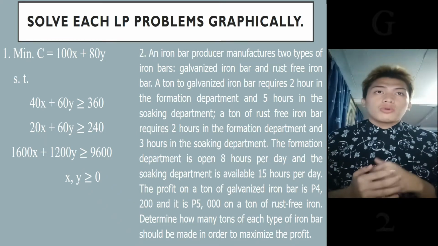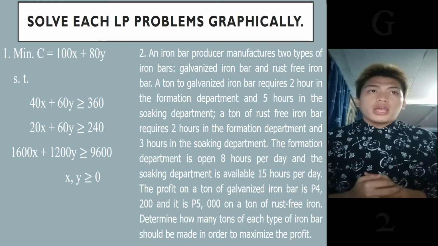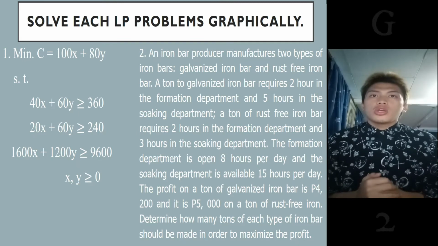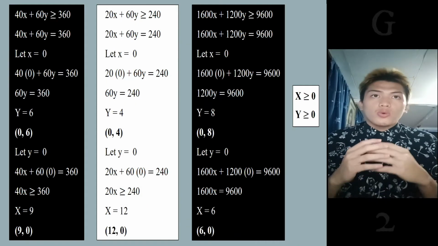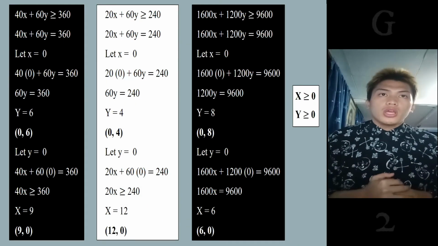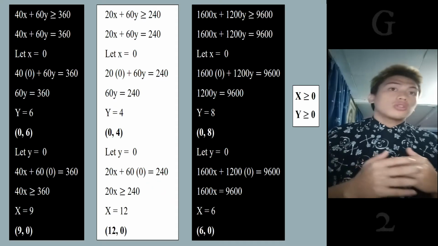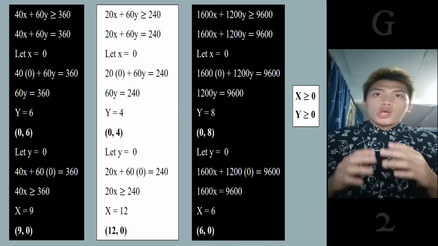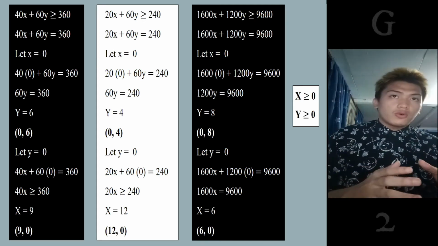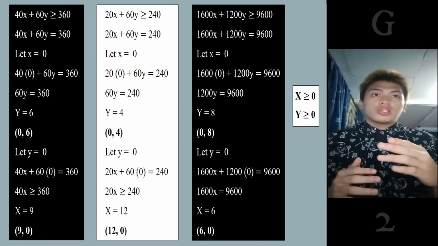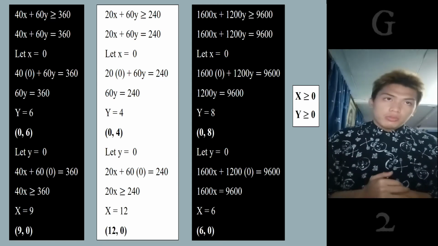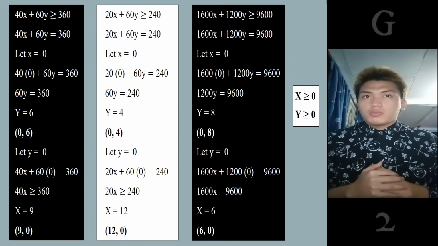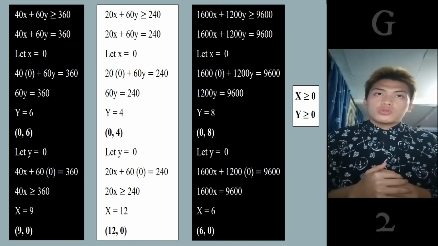Since we already have the constraints, let's apply the idea on how we're going to sketch inequalities. For our first equation, we have 40x plus 60y is greater than or equal to 360. As per graphing the inequalities, we will convert it to an equation for us to identify the 2 points that are necessary in determining the line. With that, we have 40x plus 60y is equal to 360.